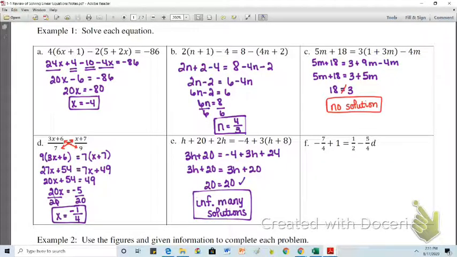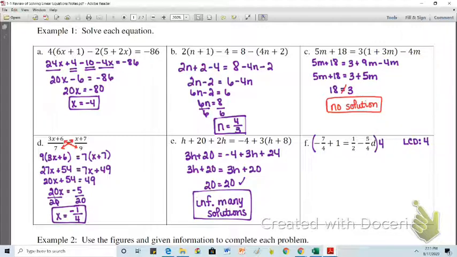On to the last one in this section. Here, we want to get rid of the fractions. If at all possible, when you're solving equations, get rid of the fractions. It'll make things a little simpler. So what we're going to do is look for our least common denominator. Our least common denominator is 4. So we are going to multiply everything by 4.